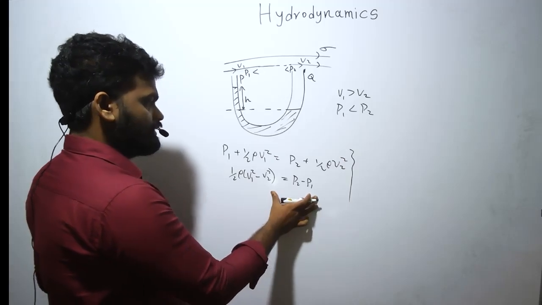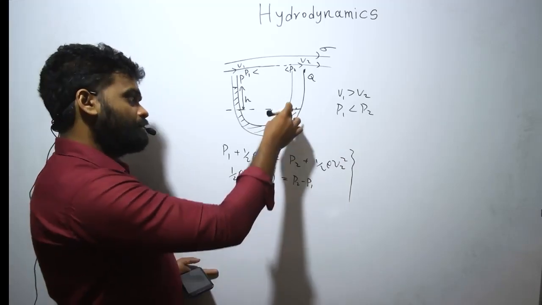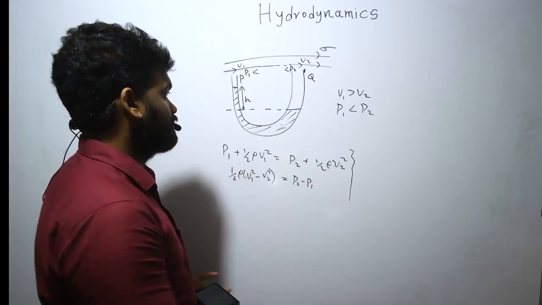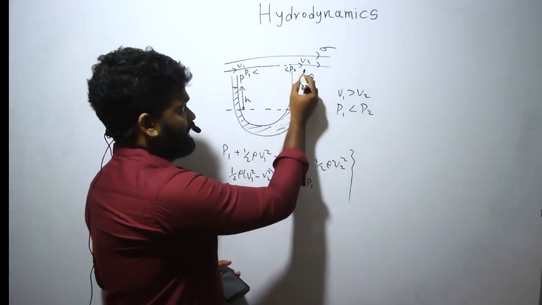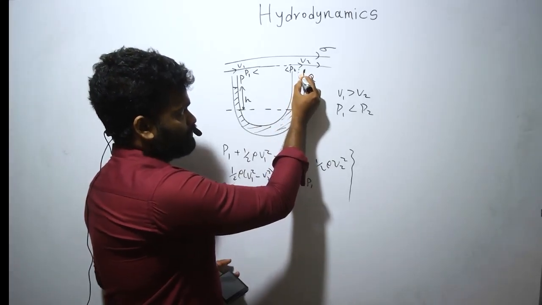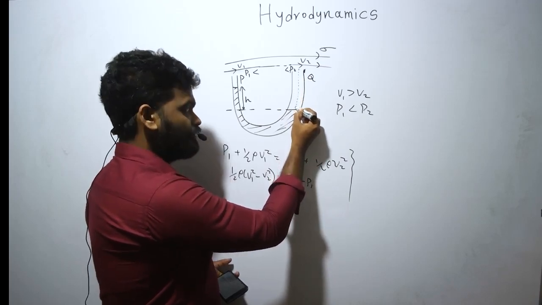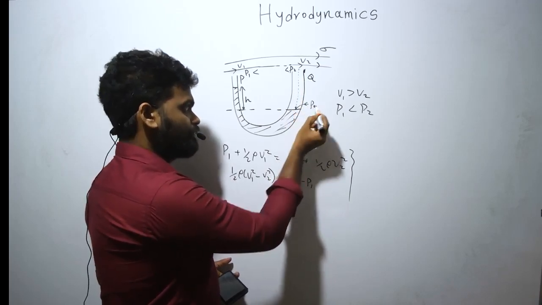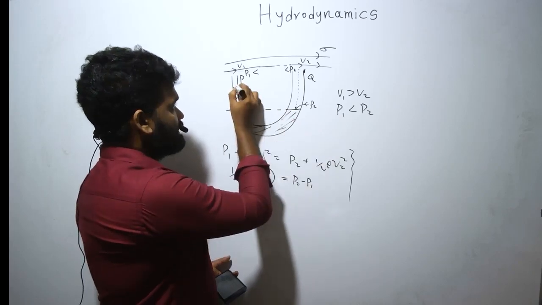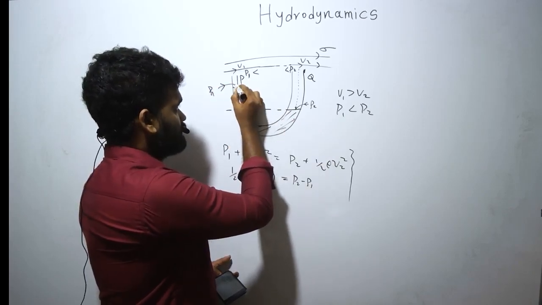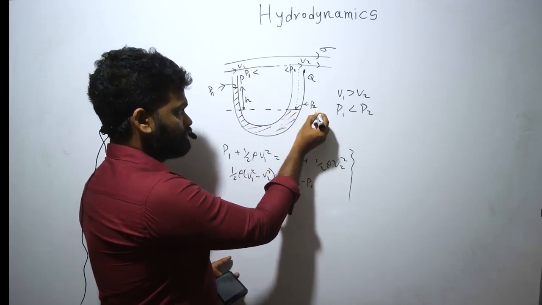So this is regarding hydrodynamics. But for this liquid column, you have to apply hydrostatics. How do you do that? Here the pressure is P2. So here it has a hydrostatic pressure. Also here it's going to be P2. Here the pressure is P1. Pressure is P1 here. Pressure here is P2.